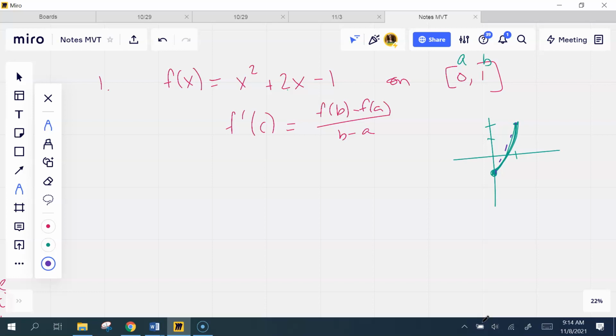Okay, well, the slope here, I need to know what's f of 0. What's f of 0? What's f of 1? I just did it. 2. So AROC, or my slope, is 2 minus -1 over 1 minus 0. Do you agree?